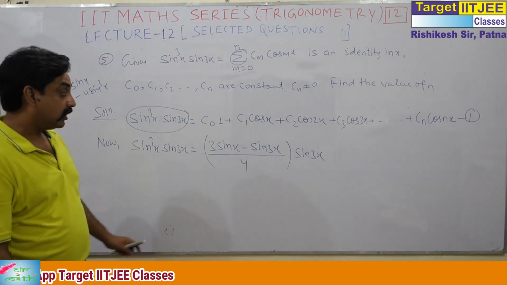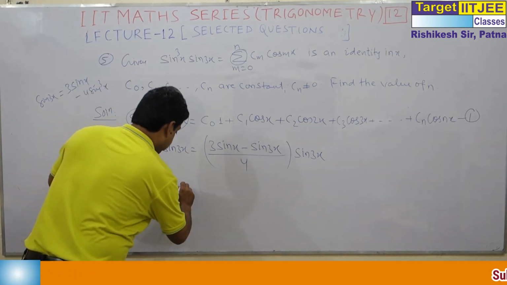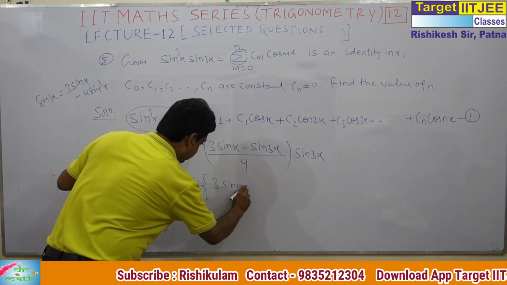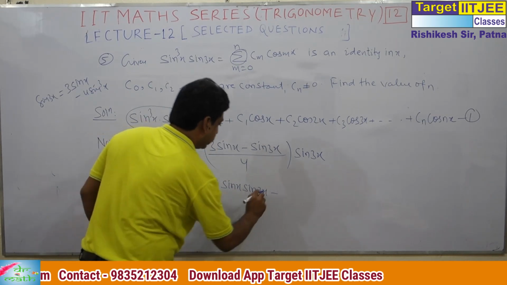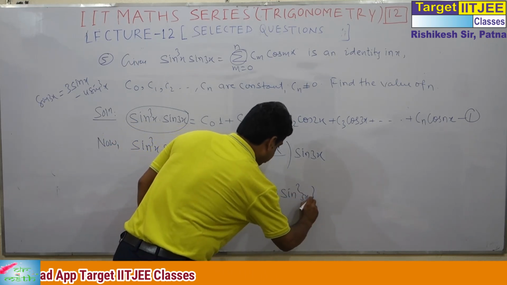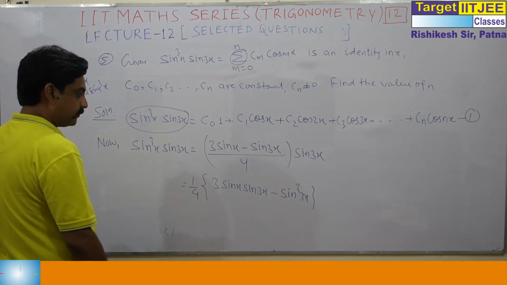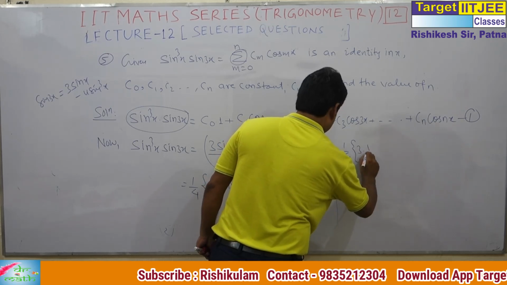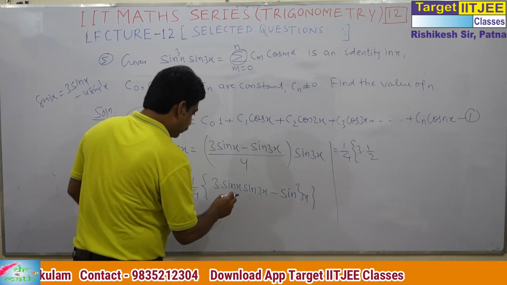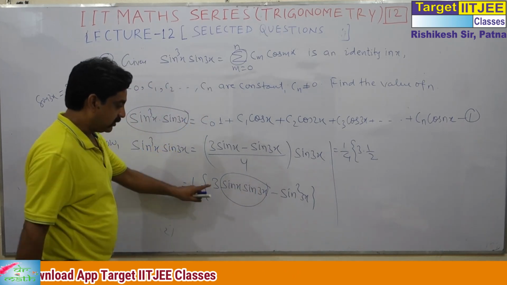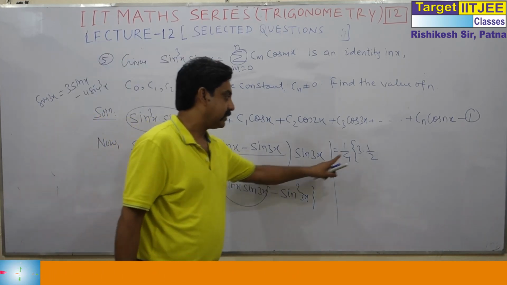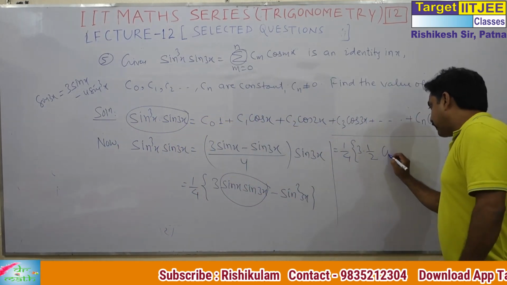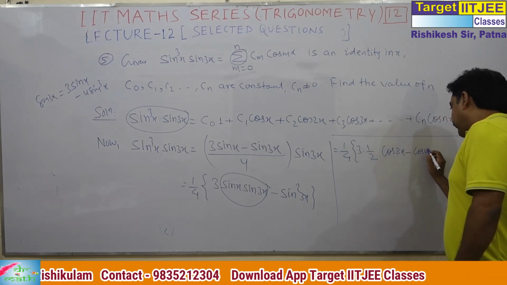Then multiply by sin 3x. We have to change all the angles into cos. How? 1 by 4. See, this is 3 sin x into sin 3x, and this one is minus sin squared 3x, multiplied by 2. So this is 1 by 4, 3 into 1 by 2. Actually we apply here 2 sin A sin B. Since 2 is not there, we adjust the 2 and take 1 by 2. And 2 sin A sin B is cos(A minus B) minus cos(A plus B).